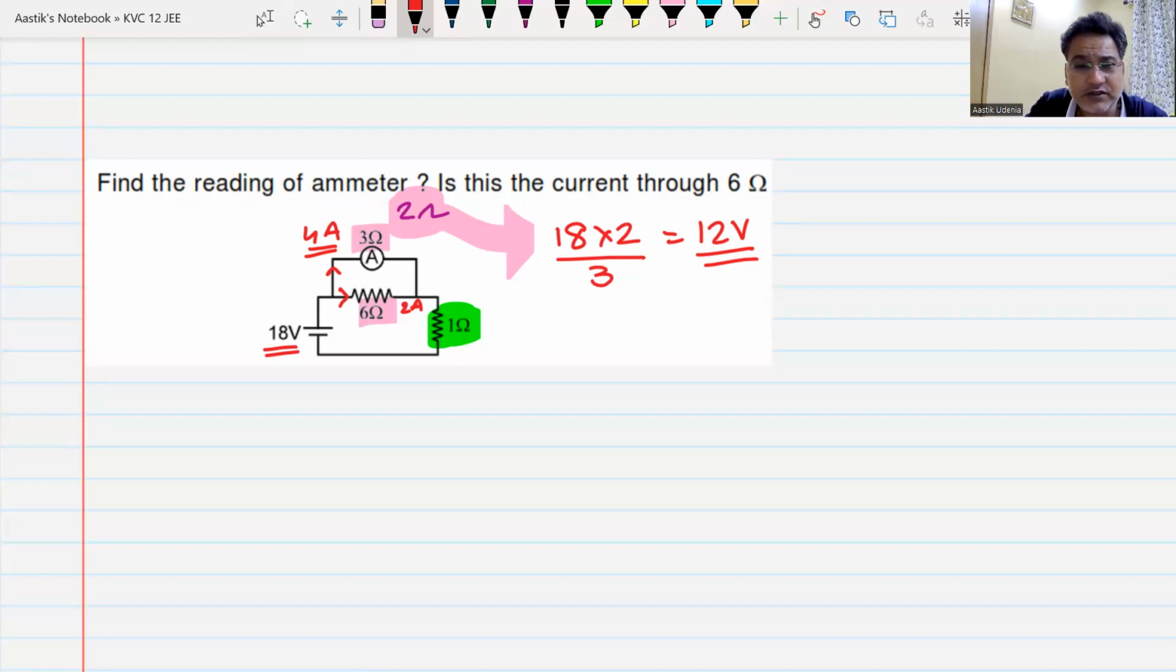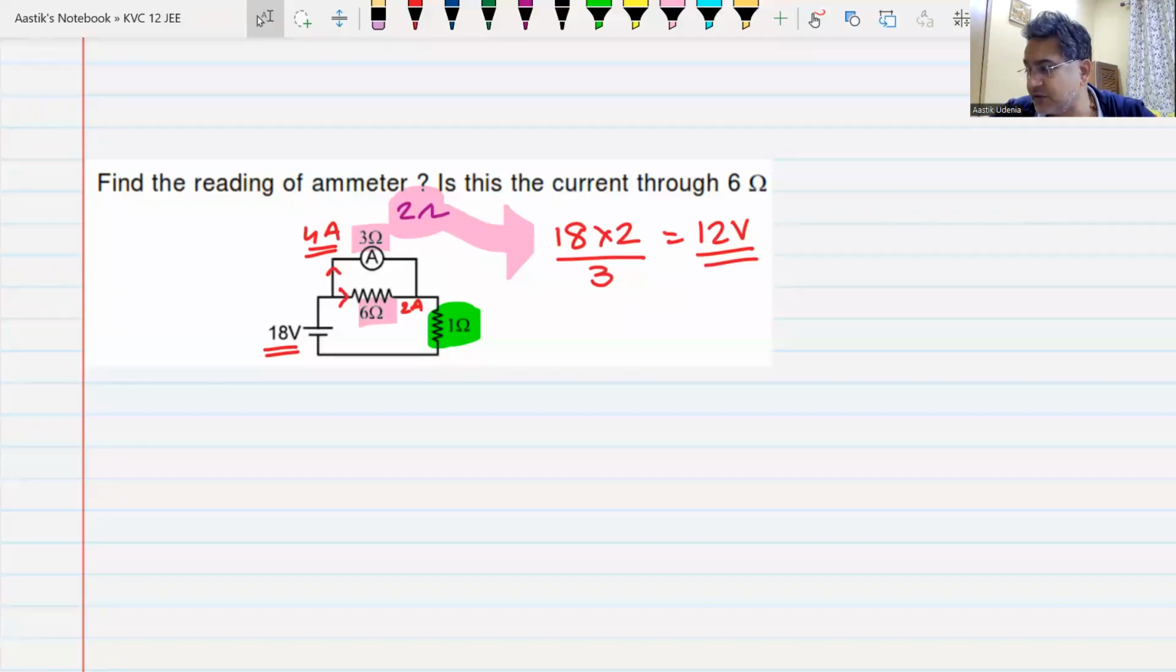I'll give you 2 minutes to note this down. Let me know once you are done. Anyone has understood this, what we have done? Yes, sir. Note it down, please. So we have understood this question, the previous one, where we had found out the current through the ammeter. Shall we move ahead to the next device?